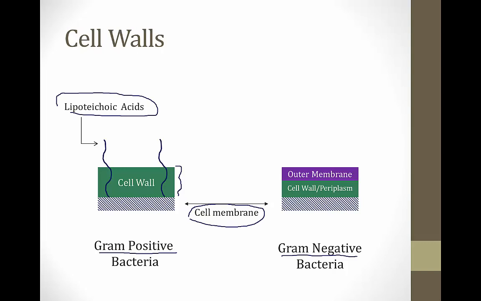On the other hand, gram-negative bacteria have a much thinner cell wall, and they also have what's called periplasm. We'll talk more about that in a minute, but periplasm is material in the cell wall that contains enzymes and other molecules. And then finally, gram-negative bacteria have an outer membrane. The outer membrane is unique to gram-negative bacteria, and we'll talk about the characteristics of that in a minute.